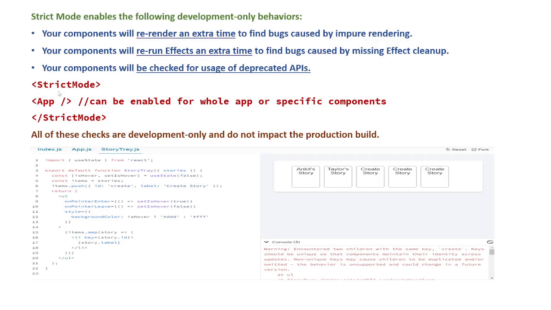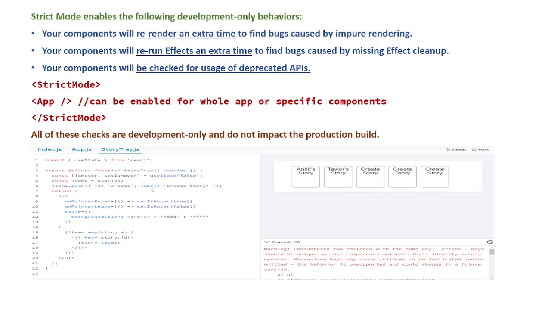So strict mode is used like this. It is wrapped over your app. It can be wrapped over your app or it can be enabled for specific components as well. All of these checks are development only and do not impact the production build. So these extra re-renders and extra reruns of the effects, you don't have to worry about in production. It will only be done during your development.